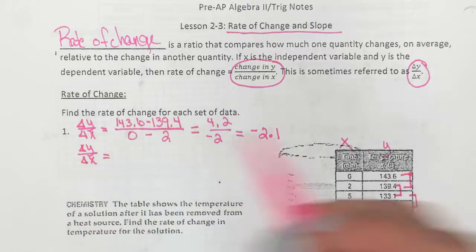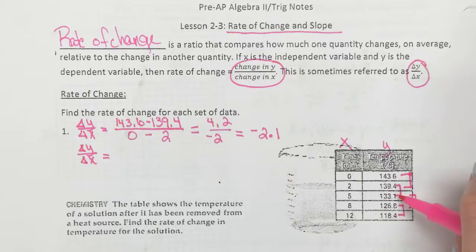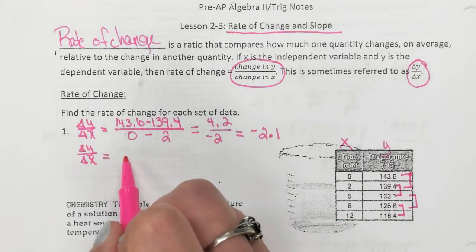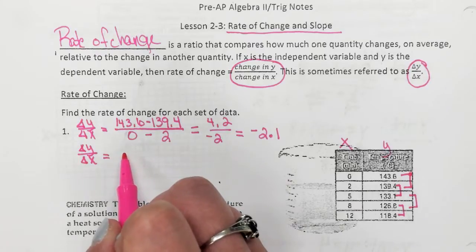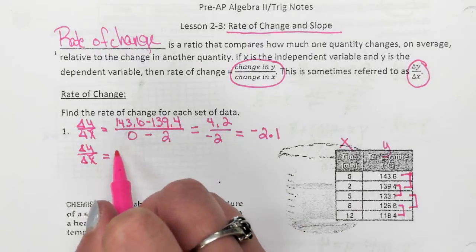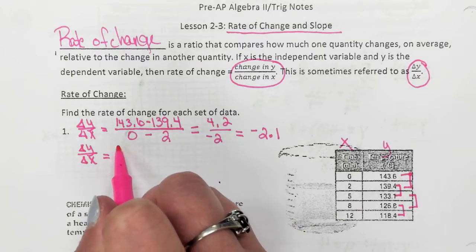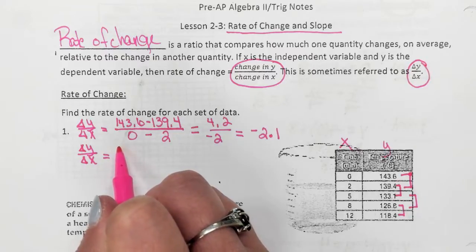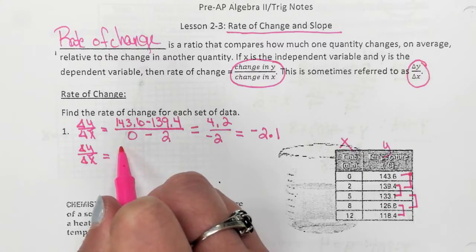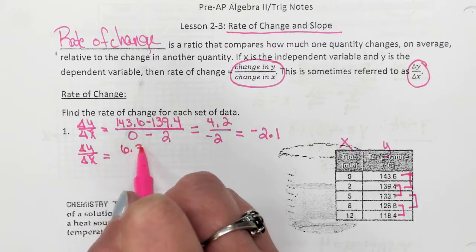Delta y over delta x, and then I want you to compare 2 and 5 and give me your answer. You do not have to write it down, so here we go. What is the change in the y's between 2 and 5? The y's: 139.4 minus 133. How much? 6.3, that sounds about right.